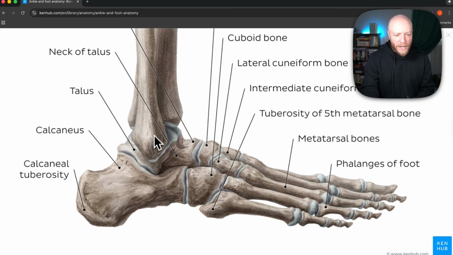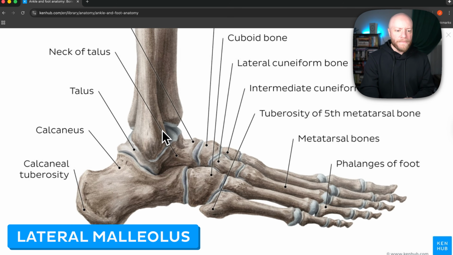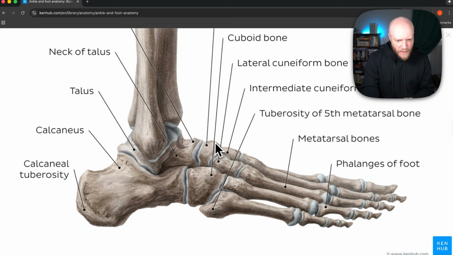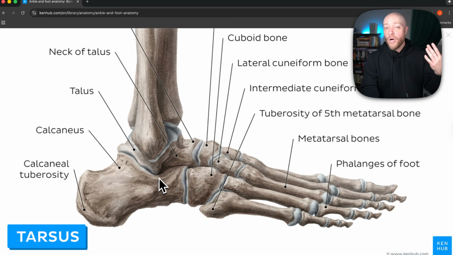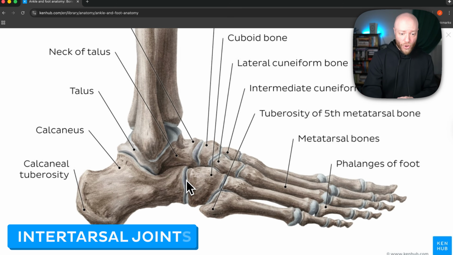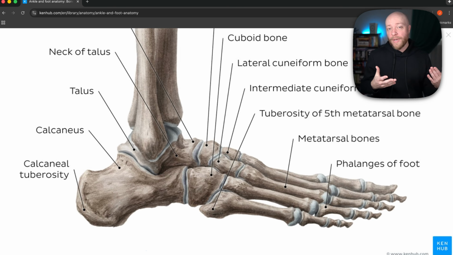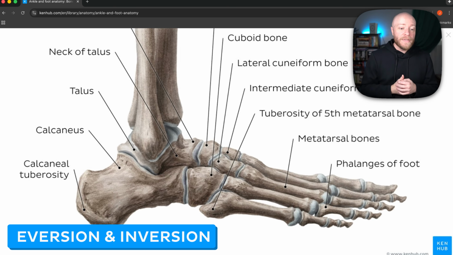So if we look beyond this right here, this is the lateral malleolus. This is part of the fibula. And if we look right here, this is where we can start to see it. I'm going to outline everything we see here. I am outlining the 7 tarsal bones. This is what's called the tarsus. The tarsus meaning ankle. And so these intertarsal joints, this is where your foot will actually kind of move around into a movement we call eversion and inversion.